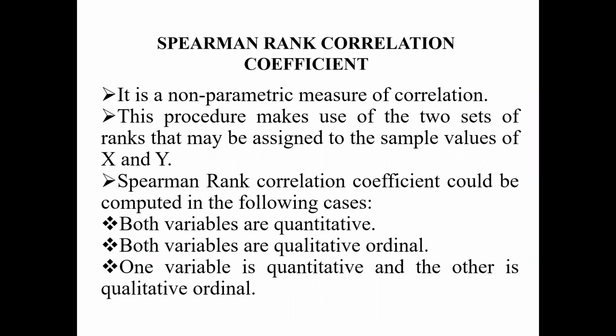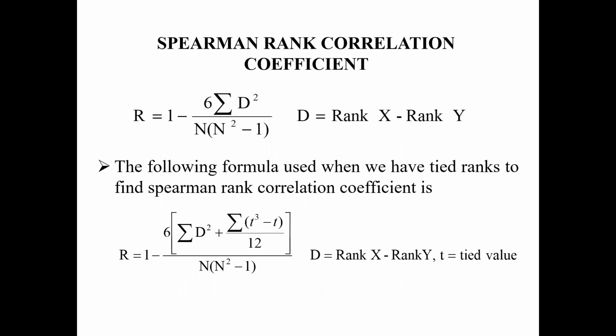it is a non-parametric measure of correlation. This procedure makes use of two sets of ranks that may be assigned to the sample values of x and y. Spearman rank correlation coefficient could be computed in the following cases. Both variables are quantitative, or both variables are qualitative ordinal in nature, or one variable is quantitative and the other variable is ordinal in nature, that is a qualitative variable. In this case, we can go for Spearman rank correlation.